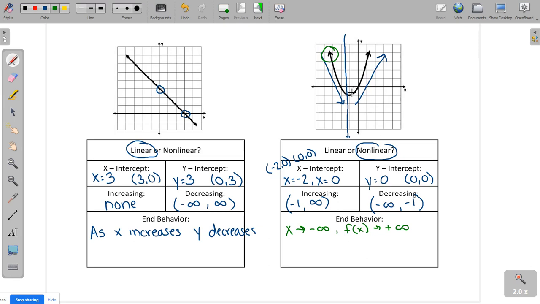Now, let's look at our second arrow here. As x goes off to positive infinity, what is happening? As x goes to positive infinity, the graph is going to positive infinity as well. So our end behaviors here, no matter what x is doing, the graph itself is going to positive infinity.